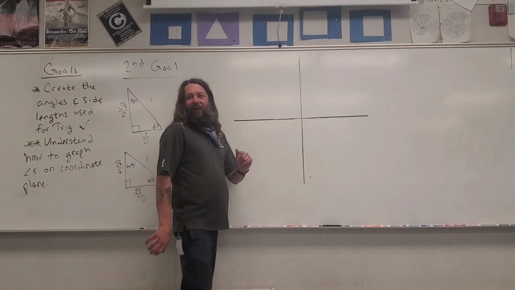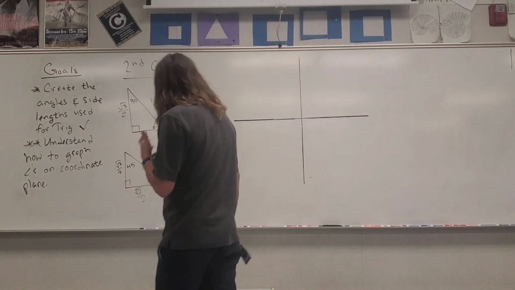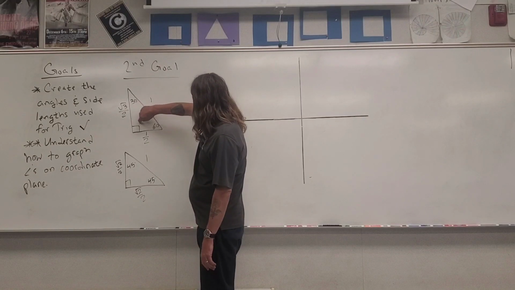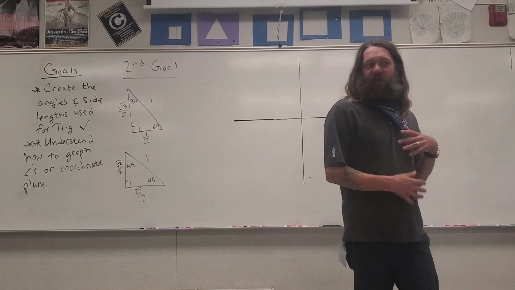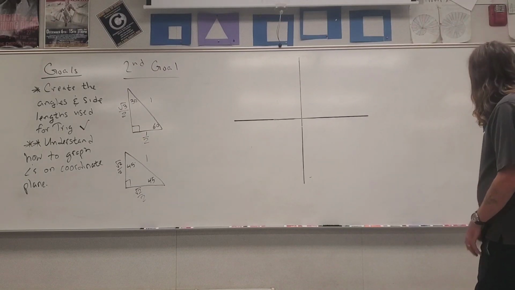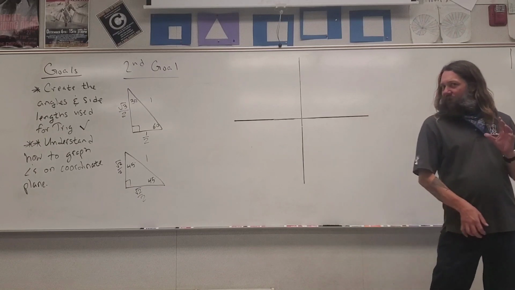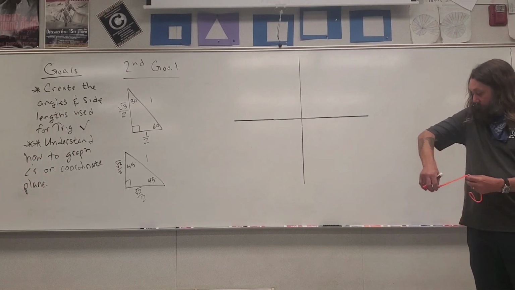I'm back. All right, so let's move on to goal 2, understanding how to graph angles on the coordinate plane. I have a 30-degree, I have a 60-degree, I have a 90-degree, I have 45-degree angles, and I can graph any combinations thereof. So I drew the coordinate plane, and what I'm going to do is draw a circle that has length 1. Whatever this circle is going to be, it's going to have a radius of 1.